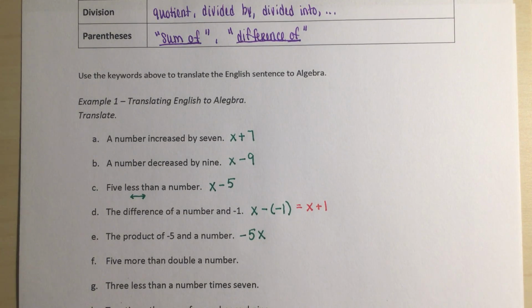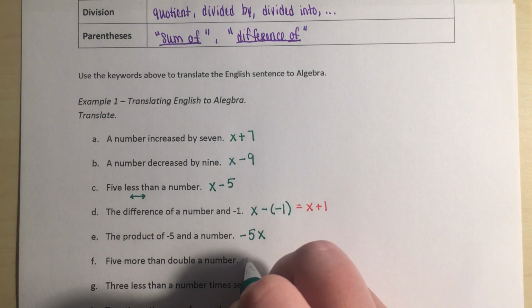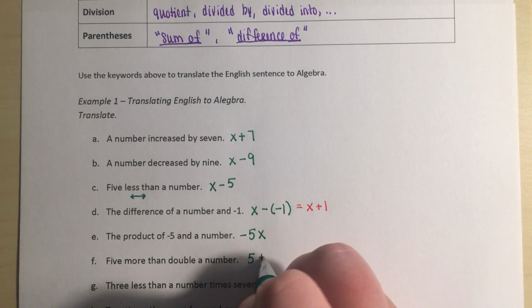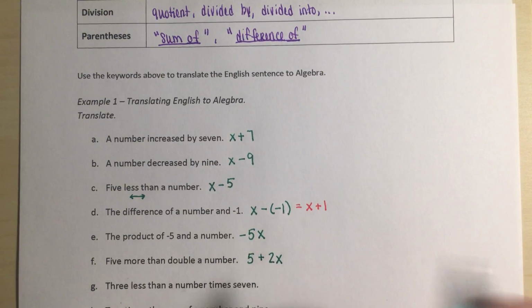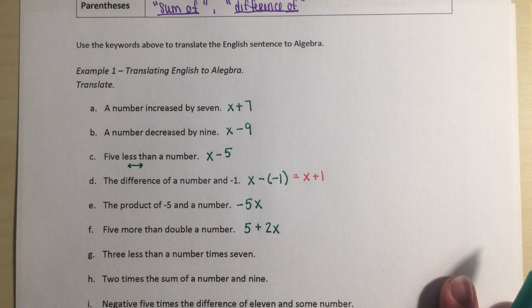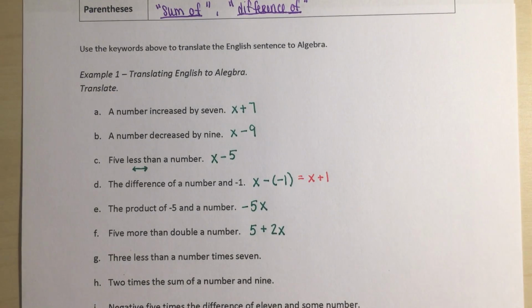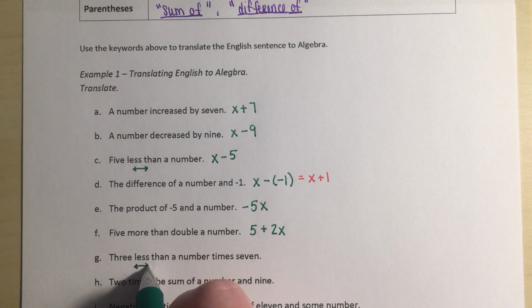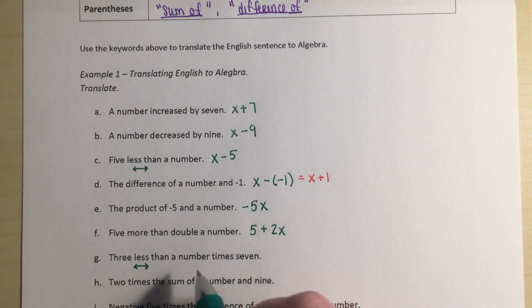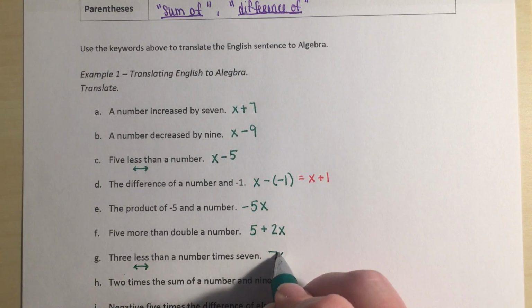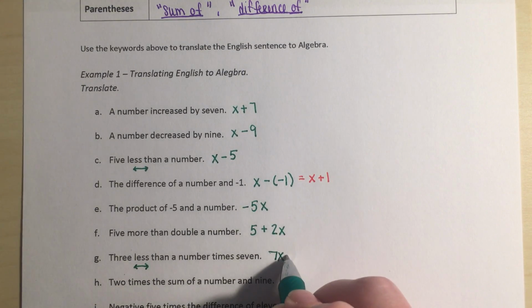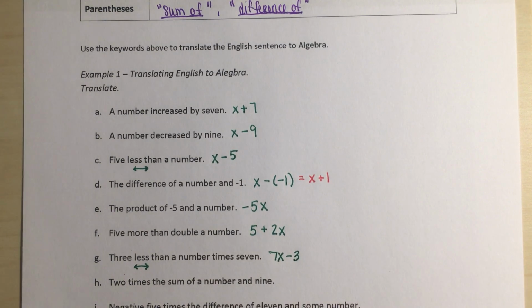5 more than double a number. I'm going to write 5 plus 2x. 5 more than double a number is 2x. 3 less than a number times 7. Again, remember, less than switches our English. Right? So a number times 7 is going to be 7x. 3 less than that is going to be minus 3.